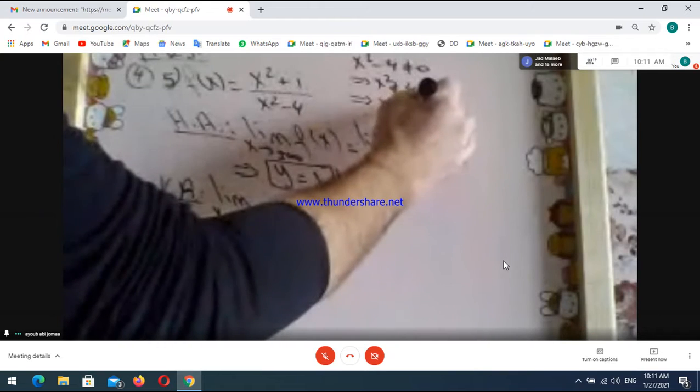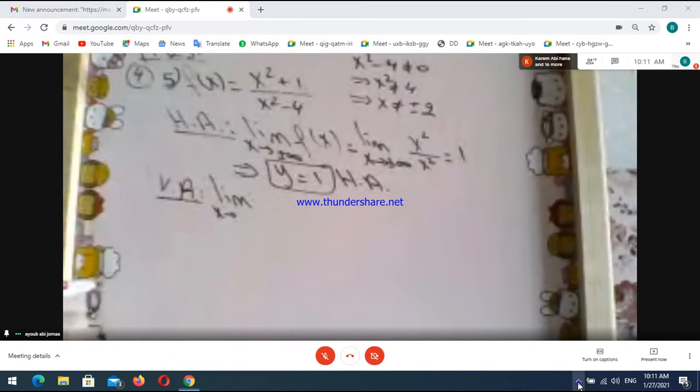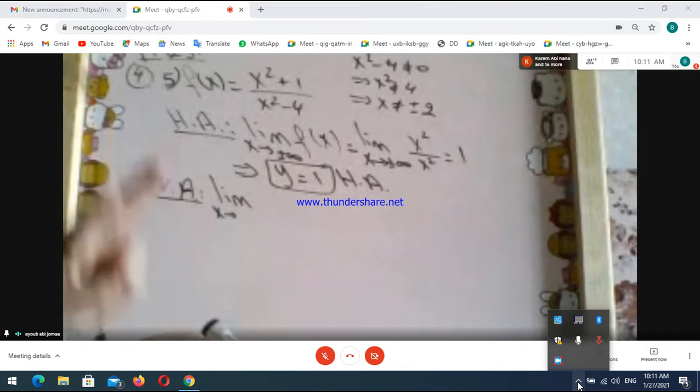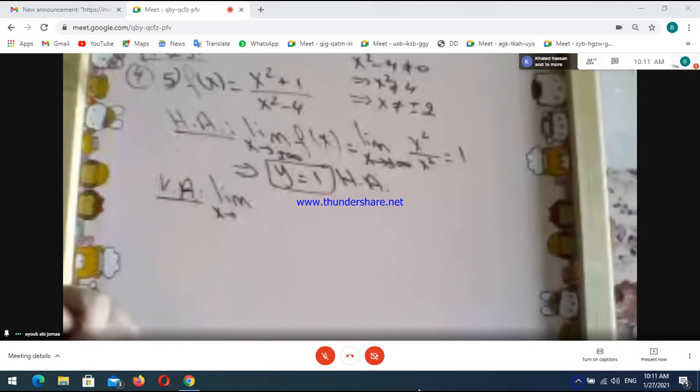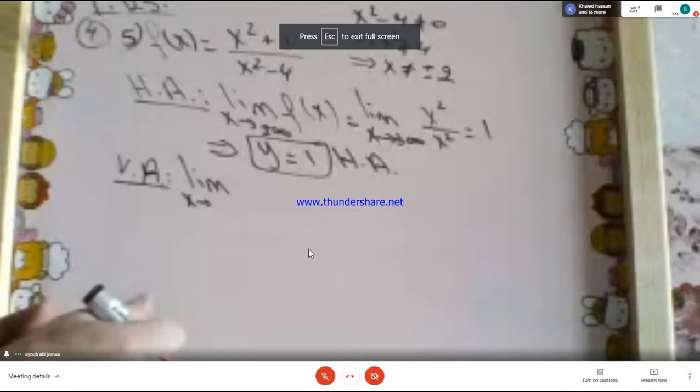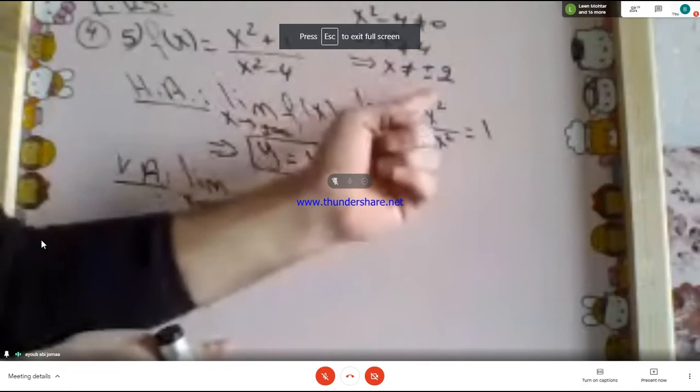You have two values, positive 2 or negative 2. Okay? So in fact, here you have to find two limits. We may have two vertical asymptotes. One at 2, the second one at negative 2.